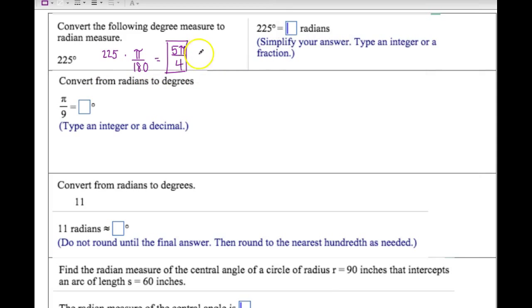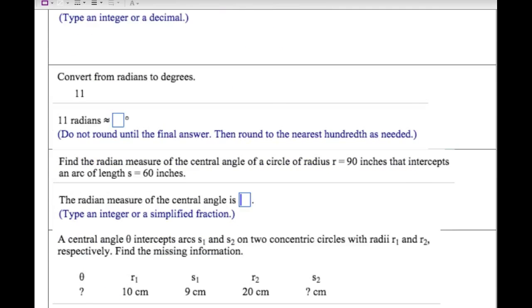Okay, convert from radians to degrees. Oh, by the way, this is what you would put in here. There we go. Convert from radians to degrees, so this time we're going to multiply by the reciprocal of that formula. So the pi's cancel out. 180 divided by 9 is 20 degrees.